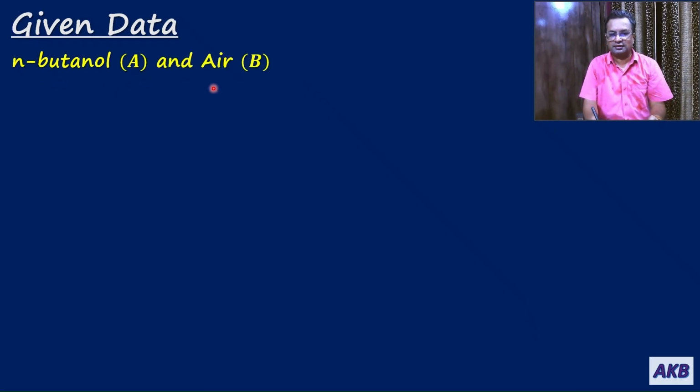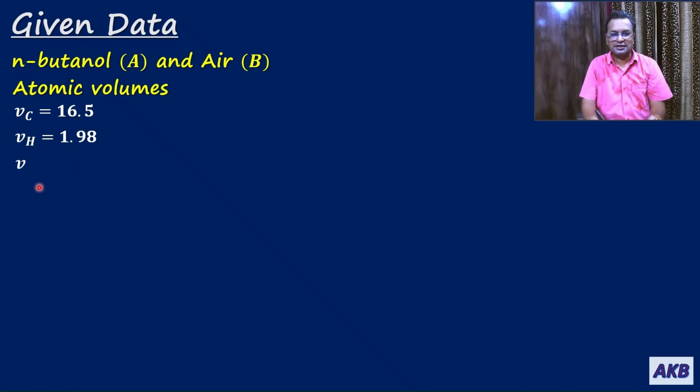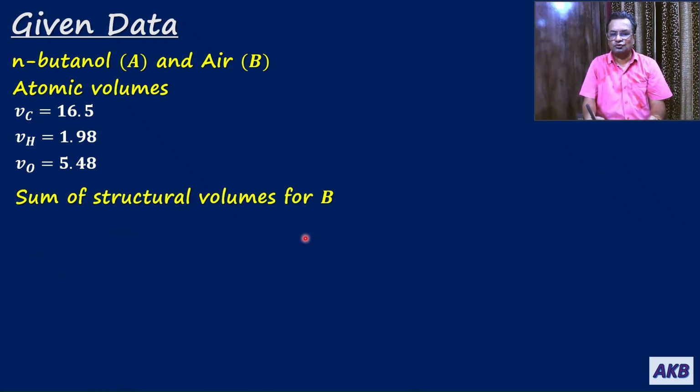Okay, so first of all, we will list what is given to us. We have N-butanol, which we are going to denote by A, and air, which we are going to denote by B. Atomic volumes are given. For carbon, Vc is equal to 16.5. For hydrogen, Vh is equal to 1.98. For oxygen, Vo is equal to 5.48. And the sum of structural volume for B, that is air, is directly given to us. Summation of Vb is 20.1.